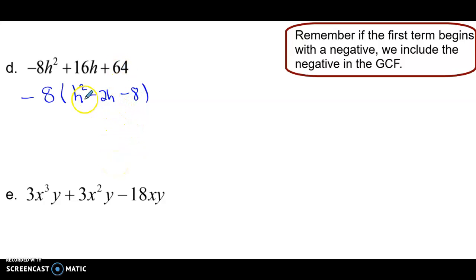But then remember, we look at what we're left with in our brackets. We have a trinomial, leading coefficient is 1. We're going to try our product sum method to find out if this factors further. We need numbers that have a sum of negative 2, and at the same time, they need a product of negative 8. So negative 8, well, to get 8, you either have 1 multiplied by 8 or 2 multiplied by 4.